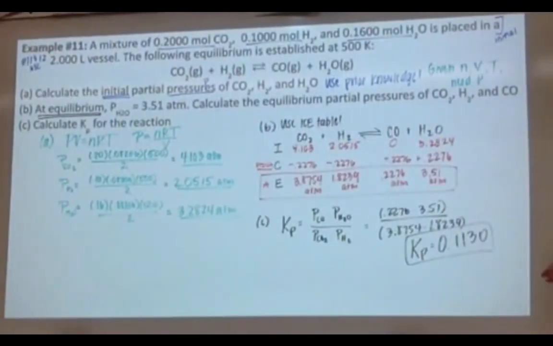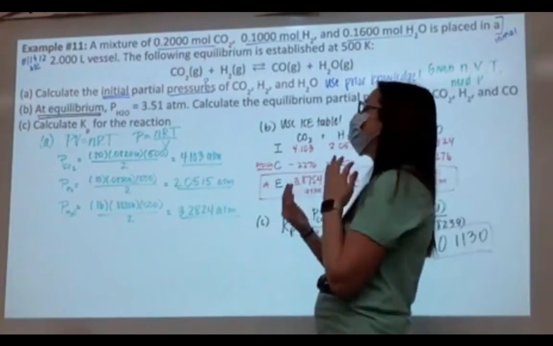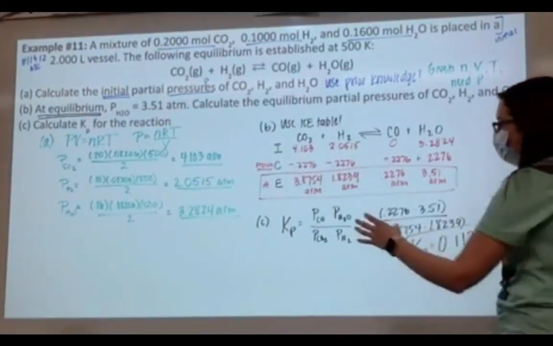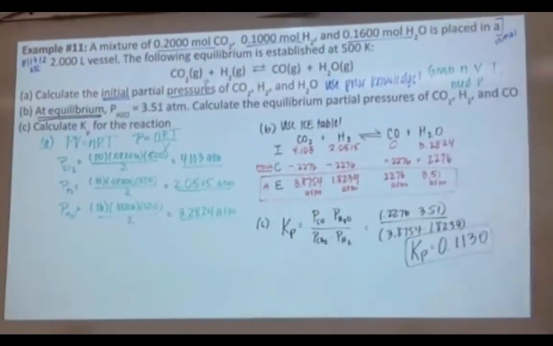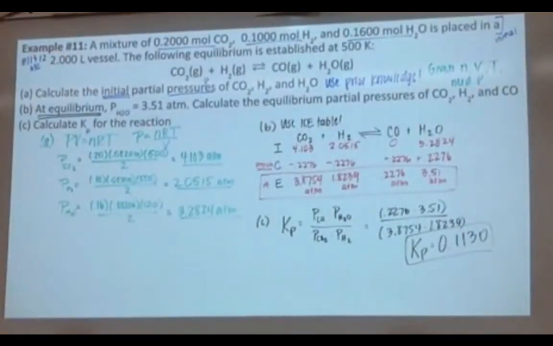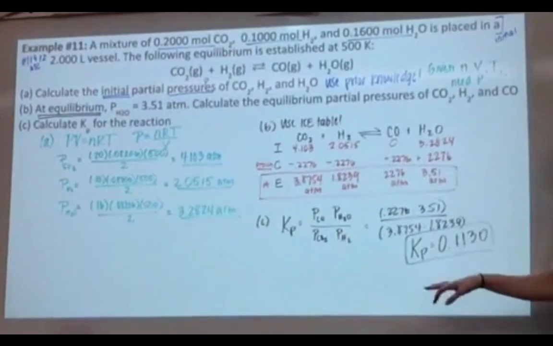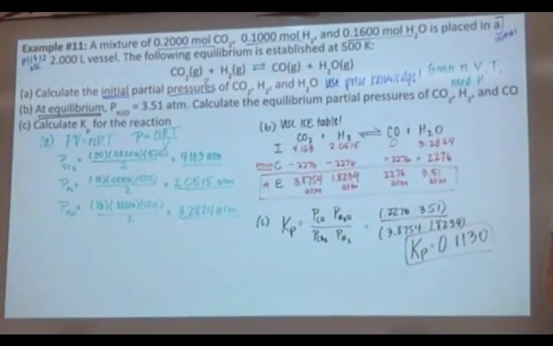So when you are given initial and equilibrium amounts, that is when you use an ICE table. Initial and equilibrium amounts, you use an ICE table. To plug into the K expression, it has to be equilibrium. So we can't plug in the initial amounts into the K expression because initial is not at equilibrium.